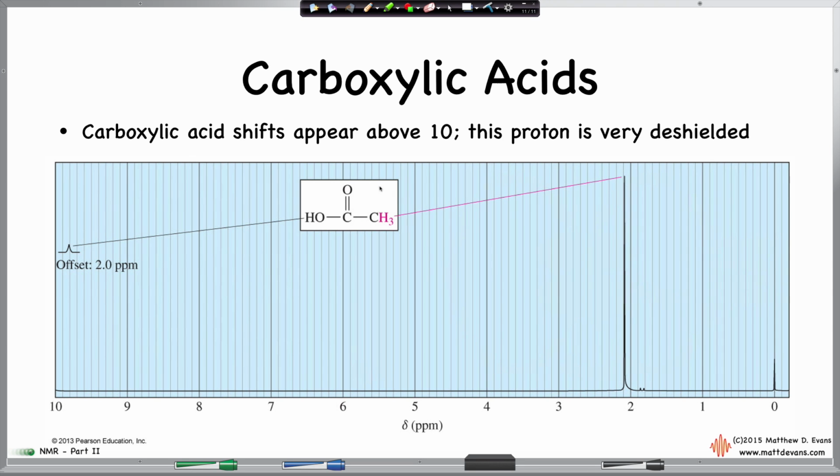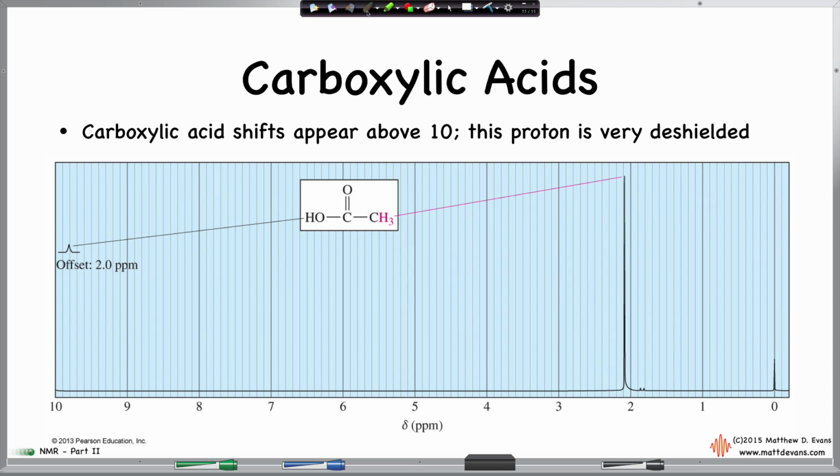The last group that I want to mention are carboxylic acids. Just like aldehydes, the effect of all this resonance, this pi bond, all these circulating electrons is such that the hydrogen of the carboxylic acid is highly, highly, highly deshielded. So much so that somebody made this spectrum and they made the scale 0 to 10, but the truth is this hydrogen appears more like 12. And so they said this little offset statement, meaning that the hydrogen signal is off scale by 2.0 ppm. So it's over here somewhere.